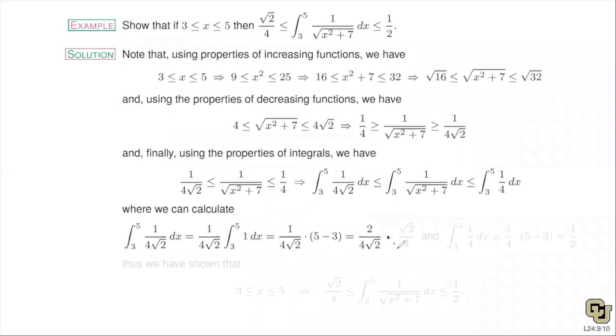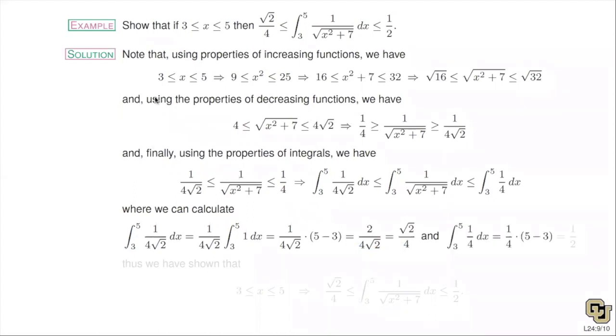And now if I rationalize the denominator, if I multiply top and bottom by root 2, here, root 2 times root 2, this becomes a 2 right here in the denominator. That becomes a 2, which I can cancel with the 2 in the numerator. And then all I'm left with is root 2 on top and a 4 on the bottom. So after rationalizing the denominator, I get the integral is root 2 over 4.